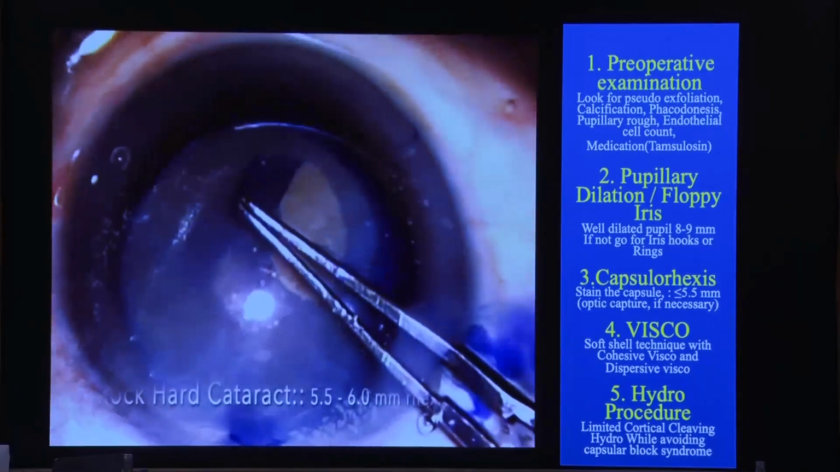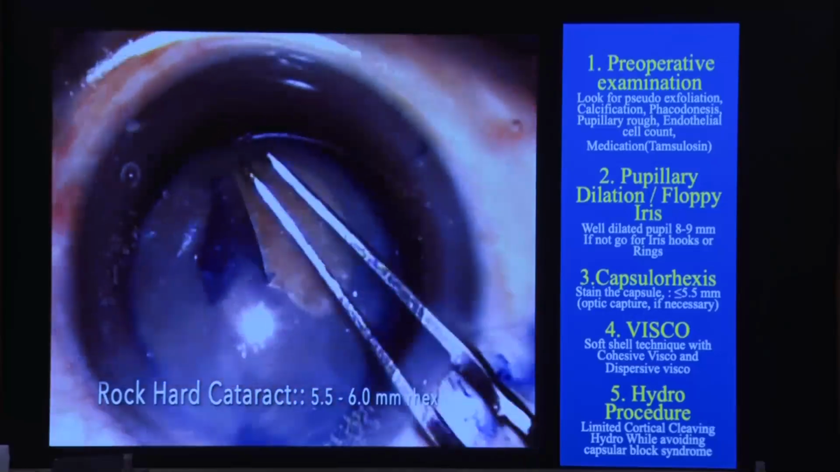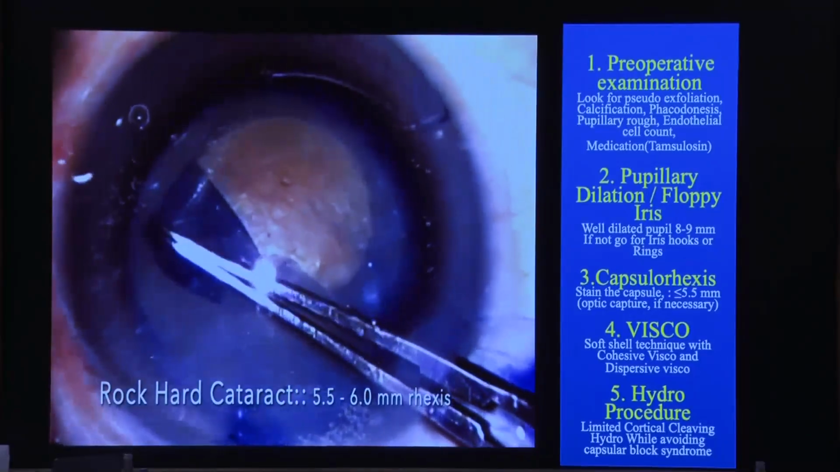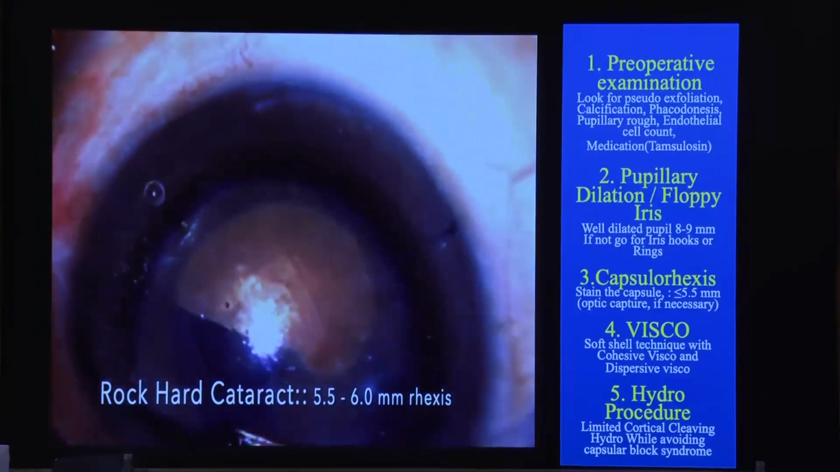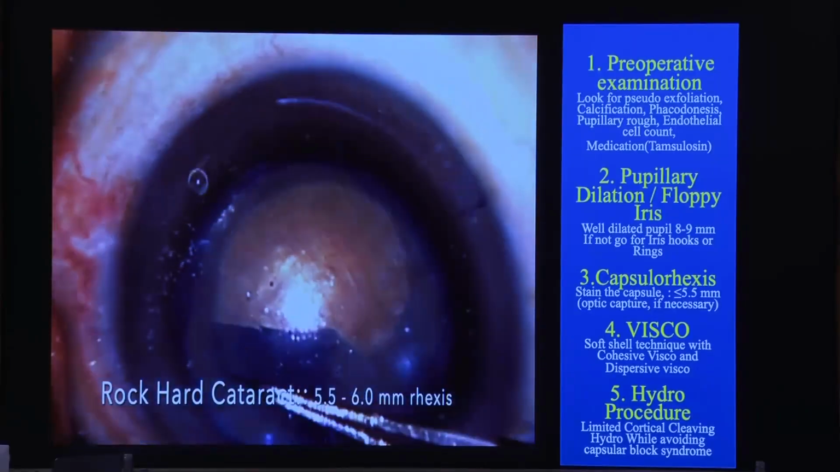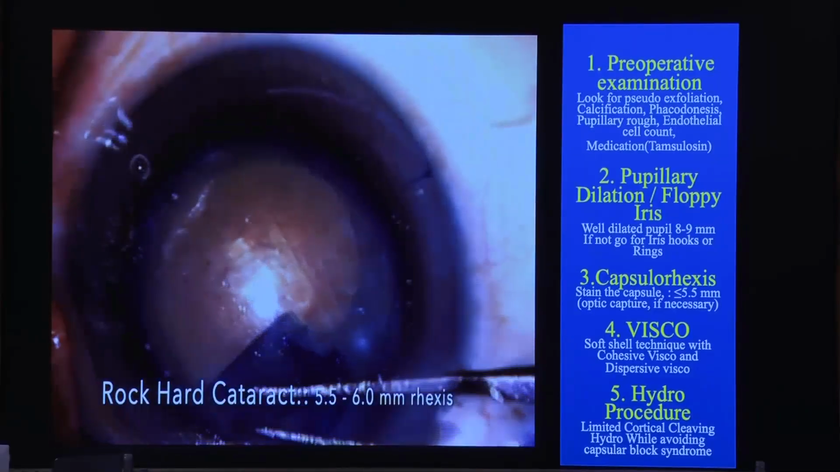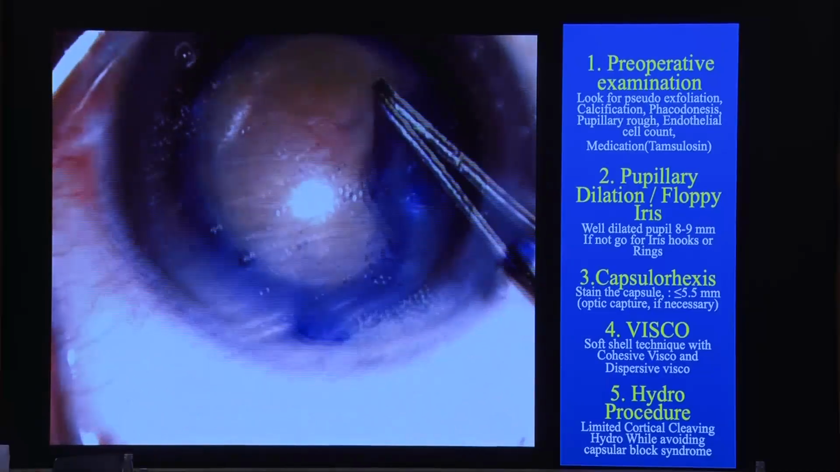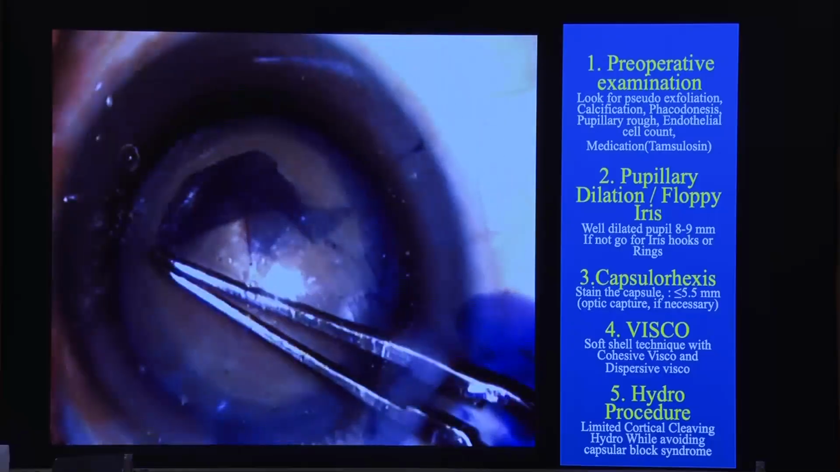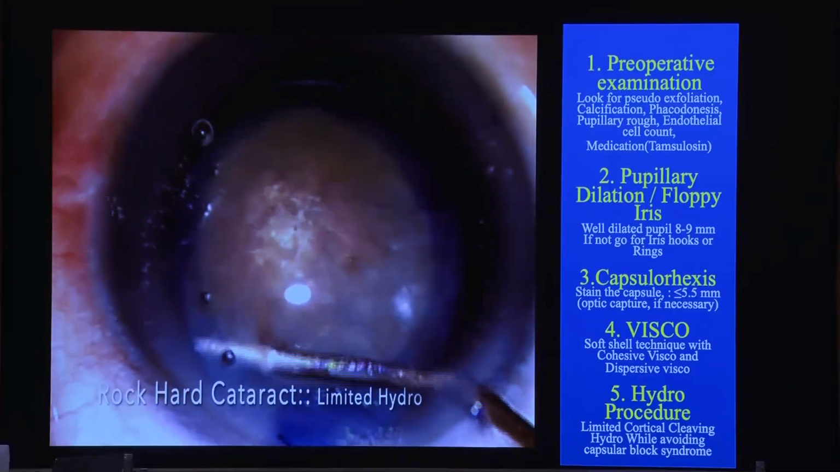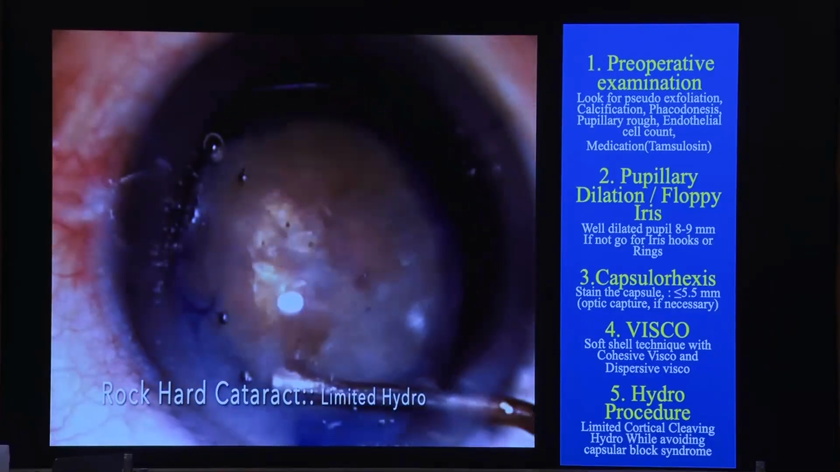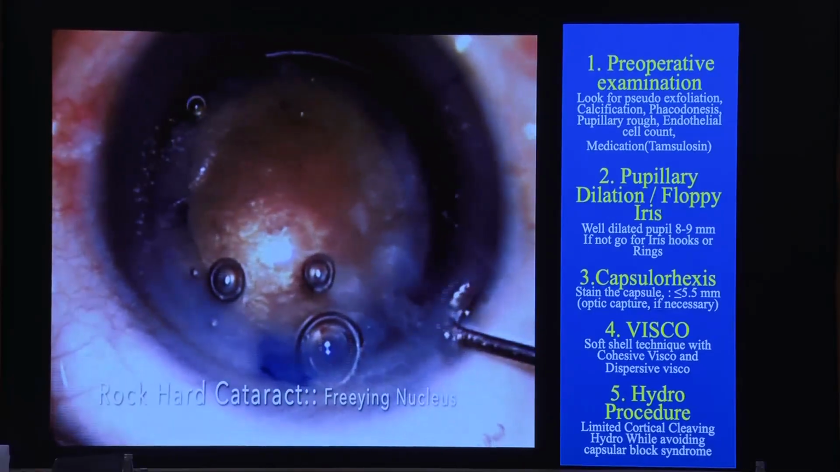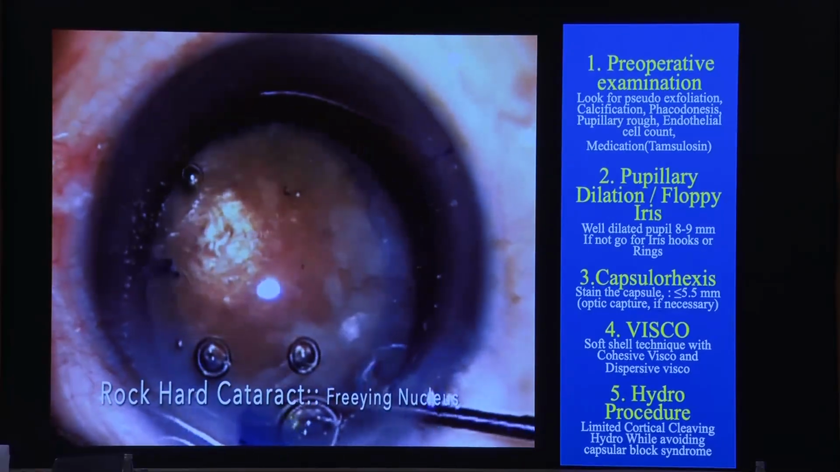To start with, your preoperative examination has to be correct. So you should know that what kind of cataract you are dealing with. Your pupillary dilatation is very important. Never attempt the phacoemulsification if your pupil is small, especially in these hard cataract. You can use the pupil dilator, you can use hooks, rings. Your capsular axis has to be good size, like it should be at least 5.5 millimeter minimum. Don't attempt these hard cataract if your capsular axis is 4 millimeter or so.